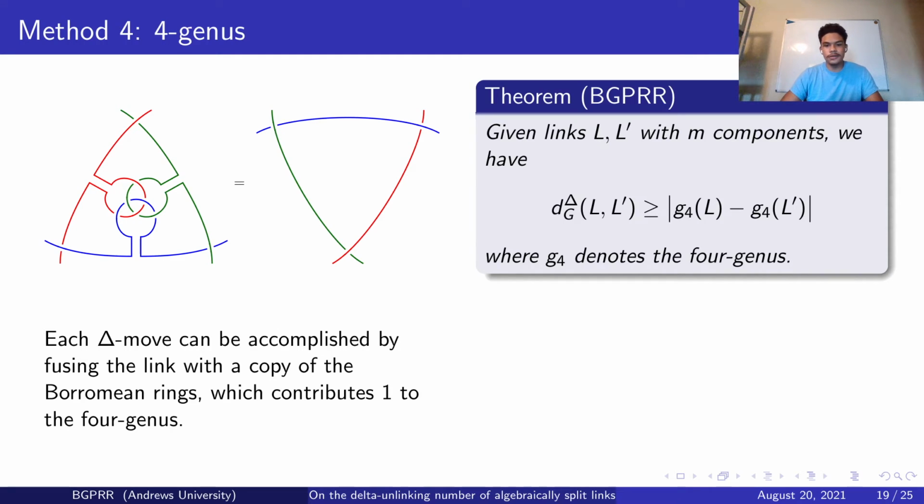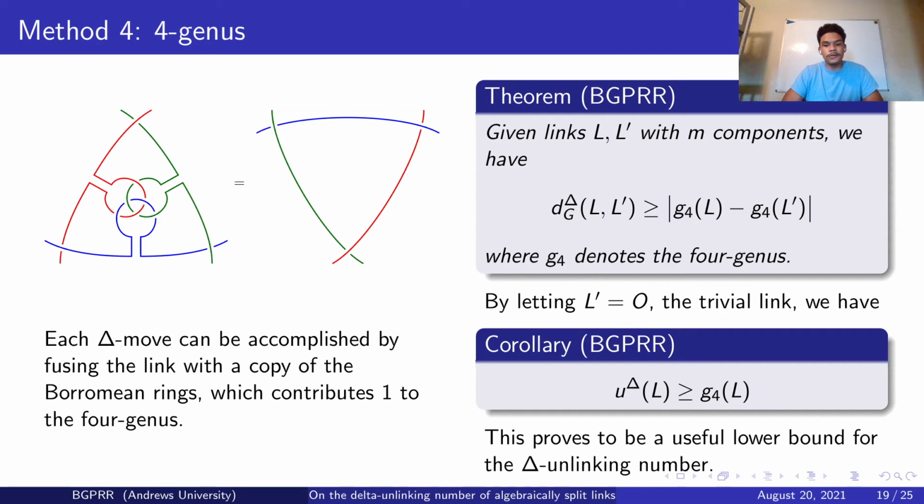This yields the idea for this theorem where it generalized from knots. Given 2 links with the same number of components, we have that their delta Gordian distance is bounded below by the absolute value of the difference of their four genera. If we let L prime equal the trivial link, as a corollary we have that the delta unlinking number of a link is bounded below by the four genus of that link, which proves to be another useful lower bound for determining the delta unlinking number.